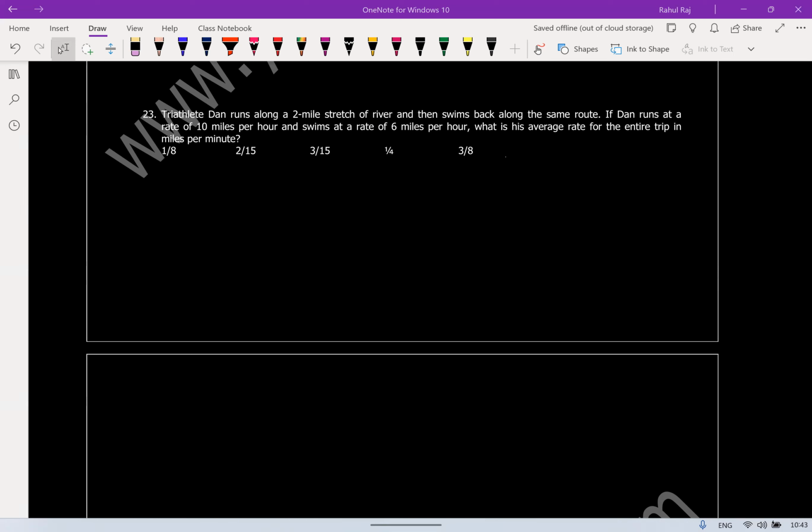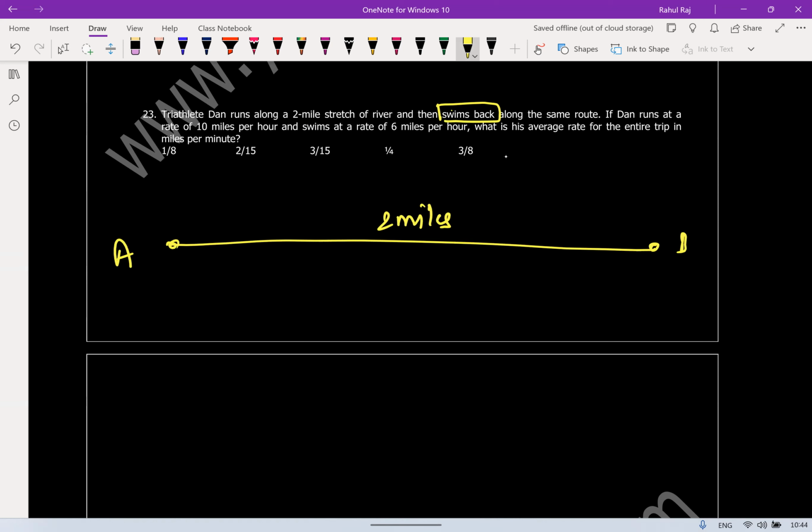It says that Dan runs along a 2 mile stretch of river and then swims back. So the moment swims back happens over here. It is equivalent in GMAT to going from A to B and coming back from B to A. I've told you relative speed is not part of GMAT, so do not get confused with the swimming stuff. So it says Dan runs a 2 mile stretch of river. Let's say A to B is 2 miles, and swims back along this. If Dan runs at the rate of 10 miles per hour and he swims back at 6 miles per hour, what is the average rate?